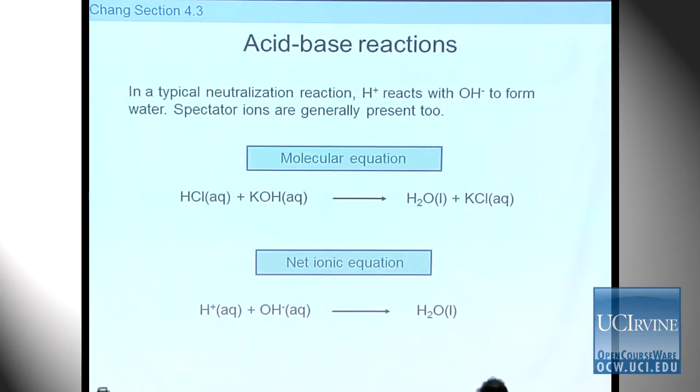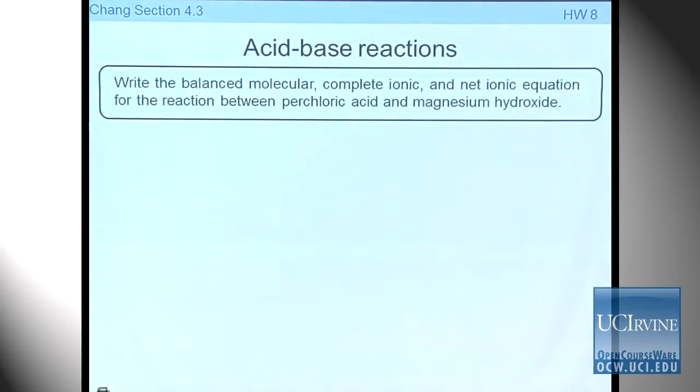Okay, well, let's look at one more example and try to write these equations correctly, and then we'll jump into doing some calculations with that. Okay, so I have here a reaction.